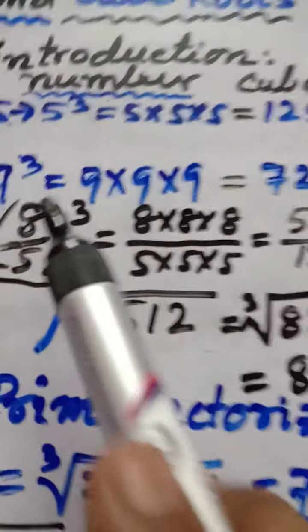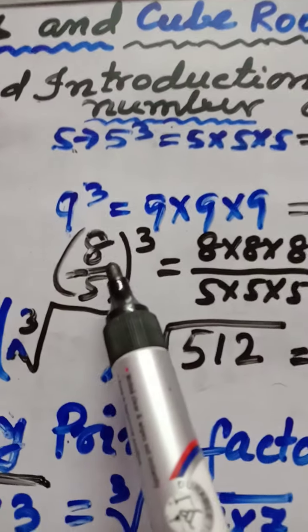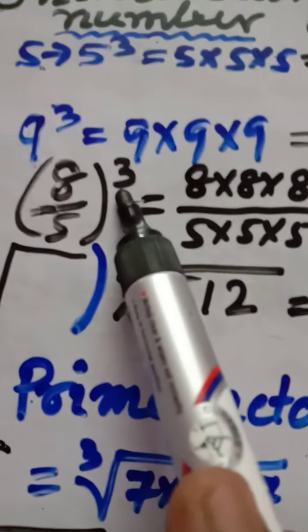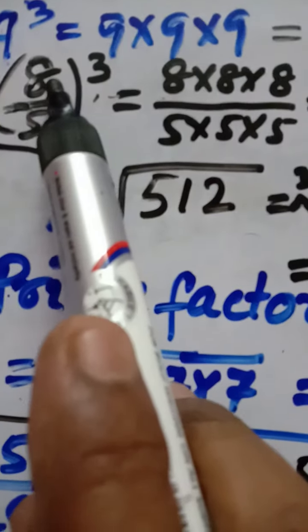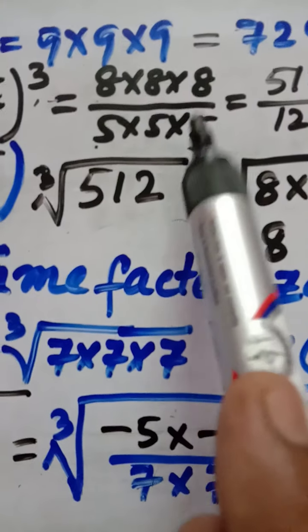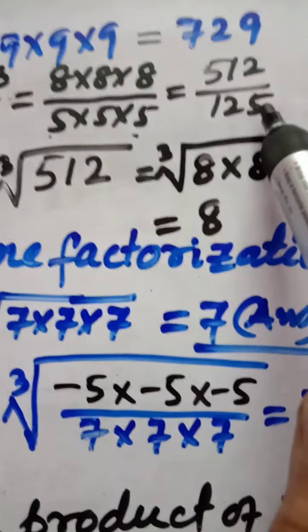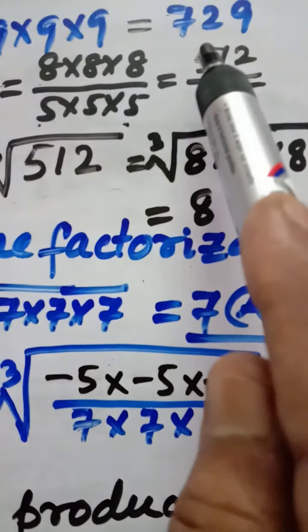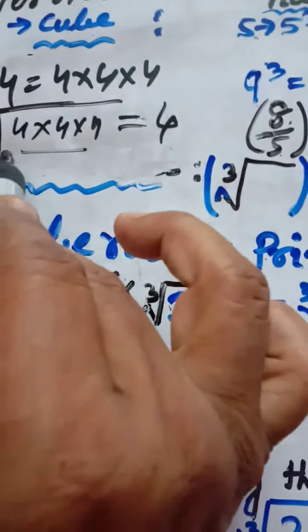Suppose if you want to take out the cube value of a fraction also, in that case, the fraction will be the base and then the power will be 3. So you can multiply the numerator 3 times with the base number, that is 8, and the denominator also with the base number, that is 5. Then you will find out the value. 8 cube value is 512 and 5 cube value is 125. So 512 by 125. This way. Cube root, conversely we can find it out.